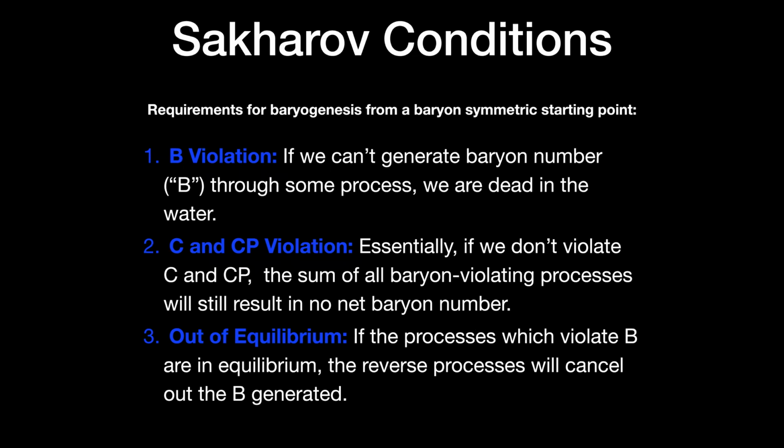And famously, the three conditions to generate a baryon asymmetry, if I start from a baryon symmetric starting point, were enumerated by Sakharov. They boil down to: I must have baryon number violation, I must have both C and CP violation, and the universe has to go through a period that's out of equilibrium with regard to those two symmetries. Otherwise, I'm not going to generate an asymmetry if my starting point is symmetric.